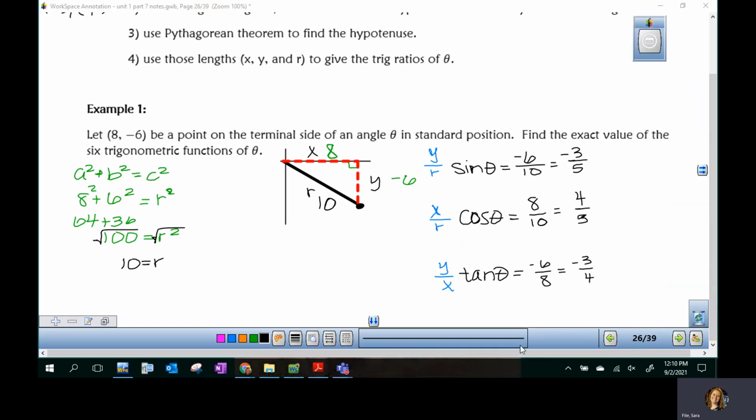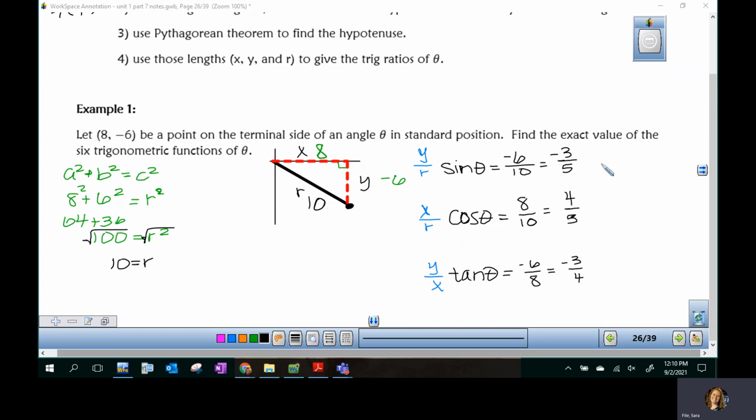Now we'll give the reciprocal functions. So the reciprocal of sine is cosecant. When I flip that, it's -5/3. The reciprocal of cosine is secant. When I flip that, it's 5/4. And the reciprocal of tangent is cotangent. That becomes -4/3. So there are all 6 trig ratios. That's what we were asked to give.